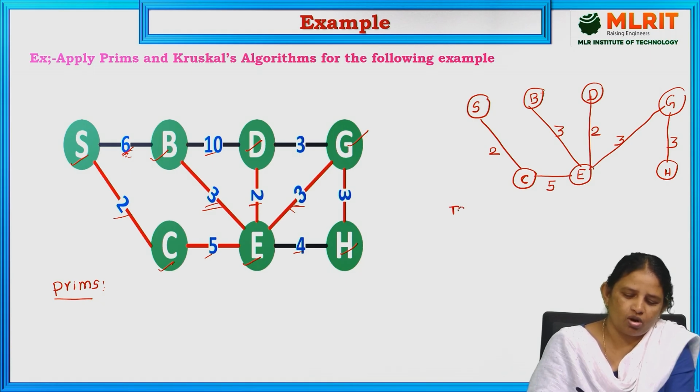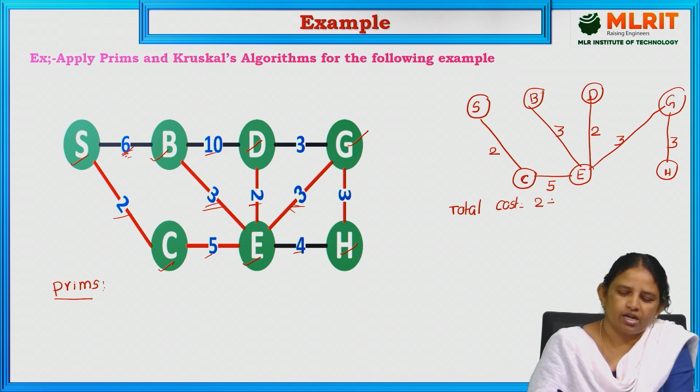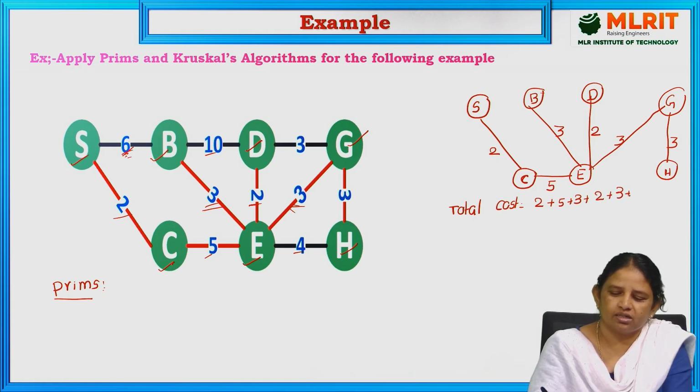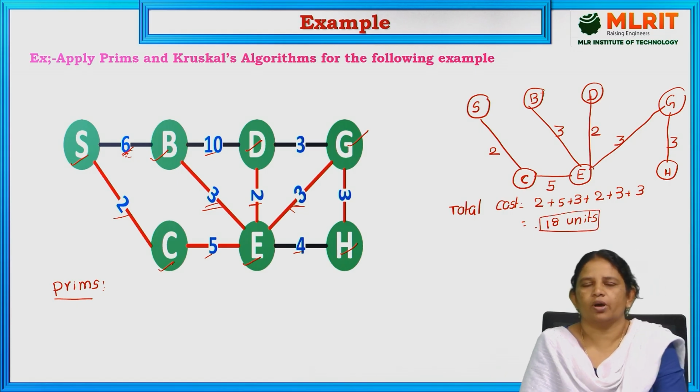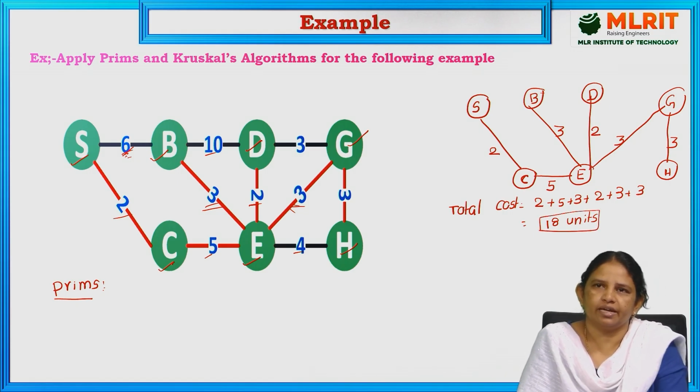That is total cost equal to 2 plus 5 plus 3 plus 2 plus 3 plus 3. 2 plus 5 is 7, 7 plus 3 is 10, 15, 18. 18 units. The total cost of the spanning tree using Prim's algorithm is 18 units.